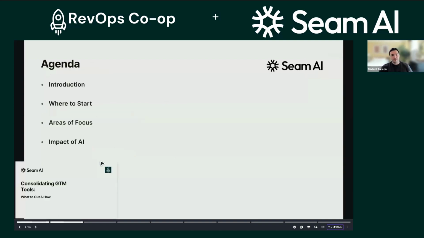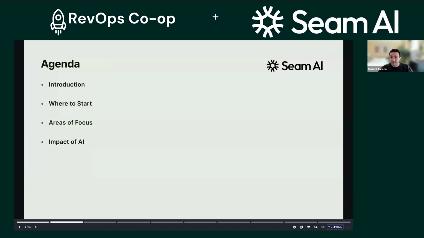So the agenda is pretty simple. We'll start with some tactical stuff. Where do you start? How do you understand what you have? How do you manage the change? How do you select what tools maybe you cut? That's the tactical piece for right now.